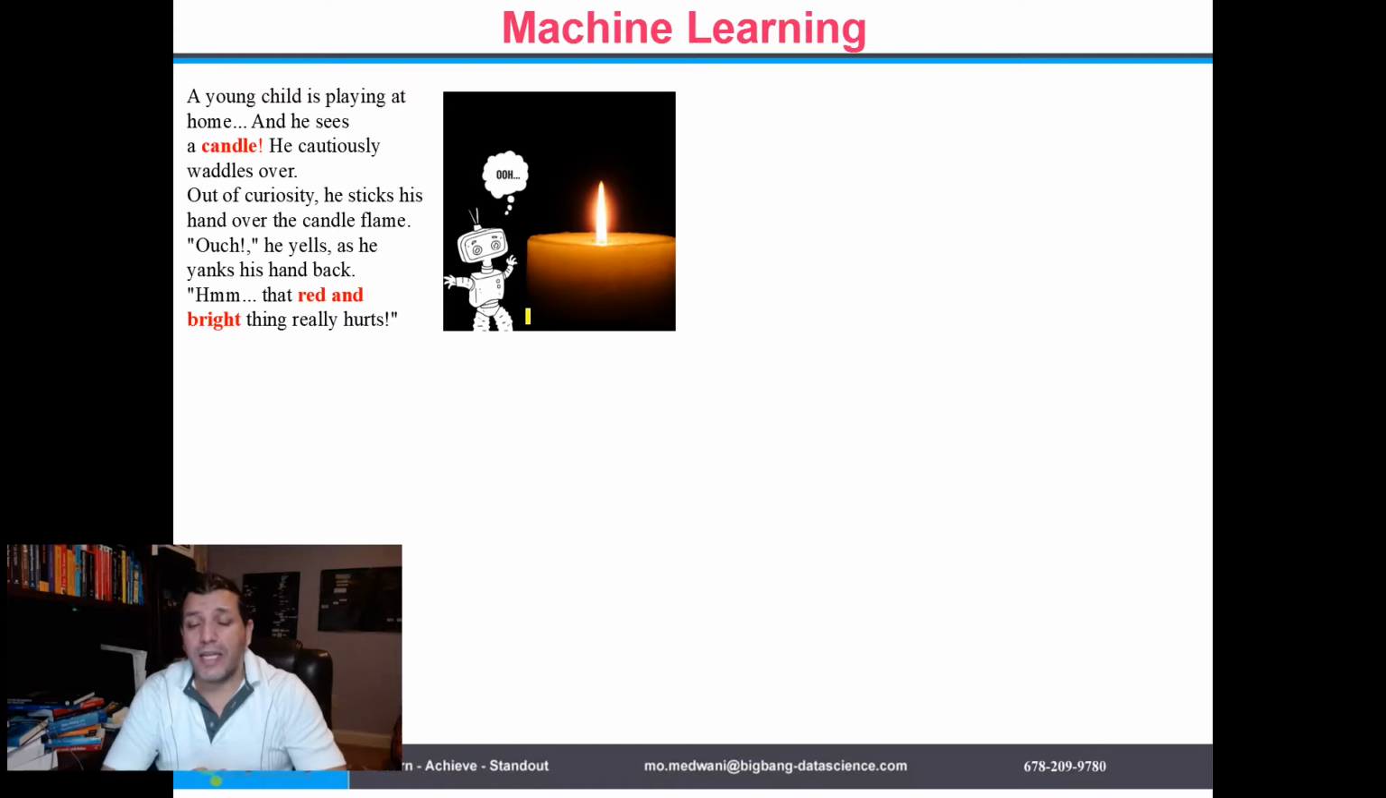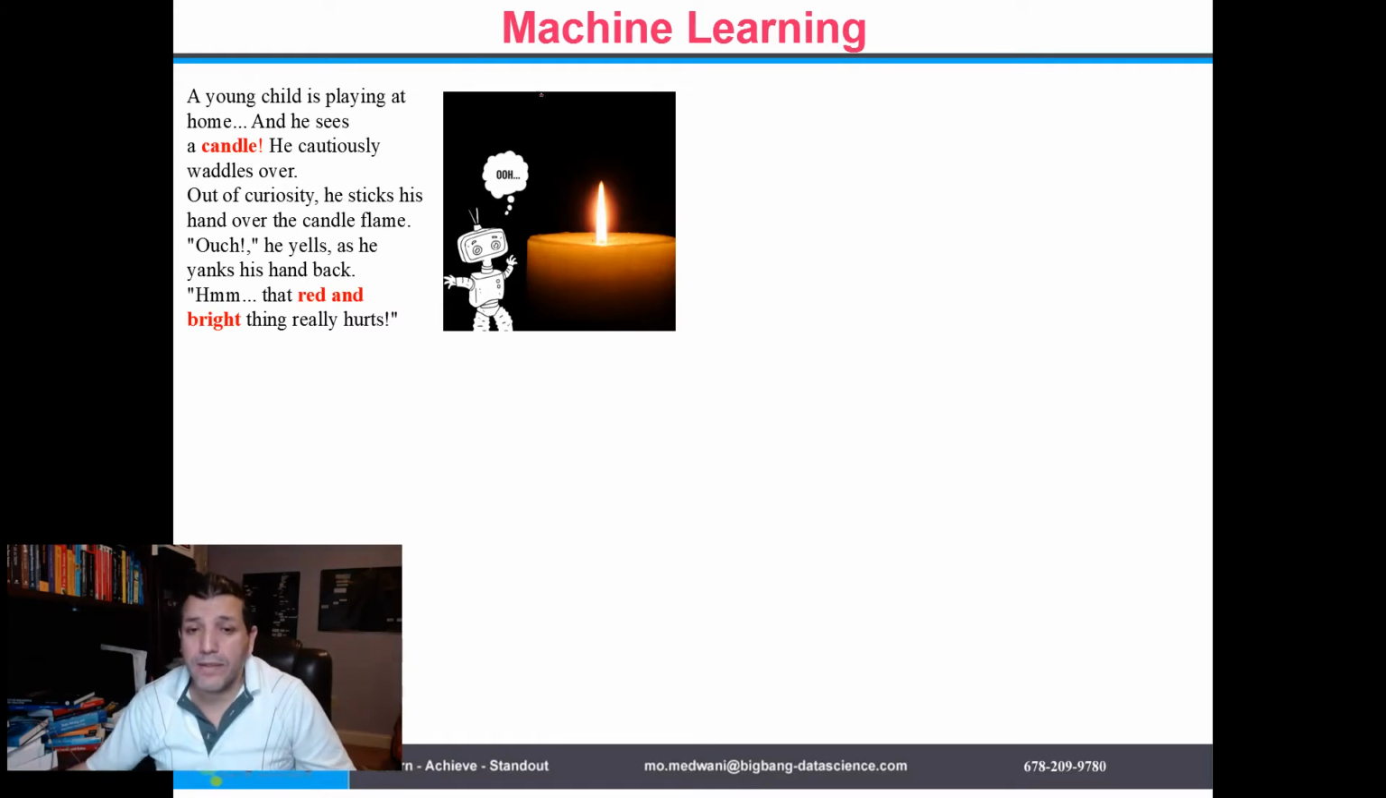So this child saw a candle, and of course, out of the curiosity that is inbuilt in us, he put his finger on the flame, and he got burned. So the child learned from this incident. The child could learn two things from this incident.